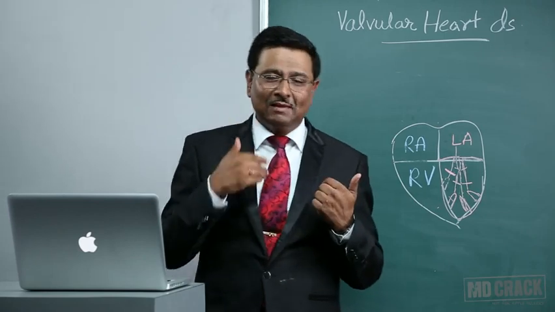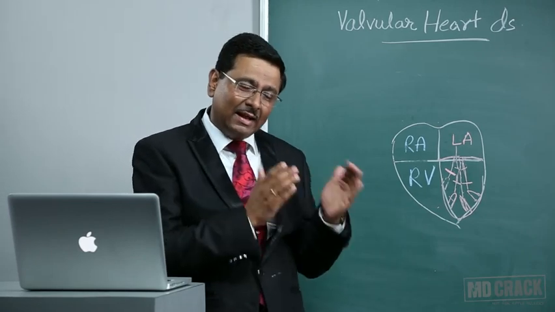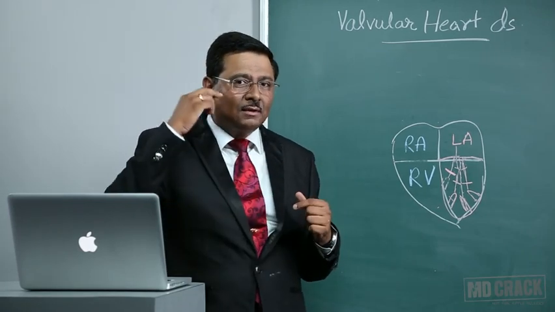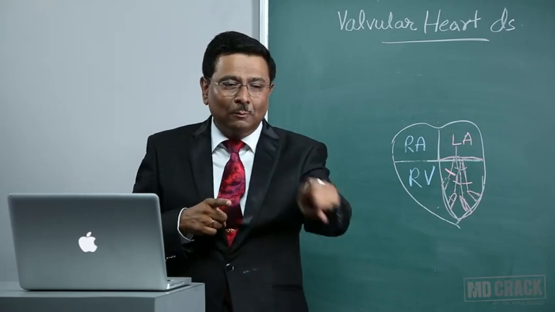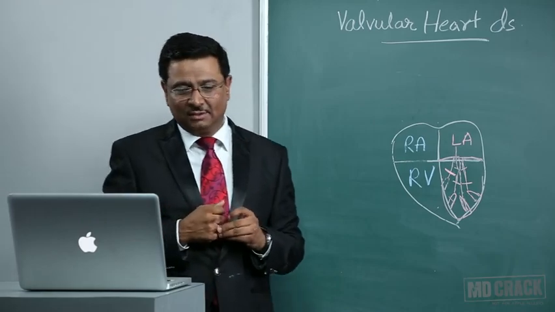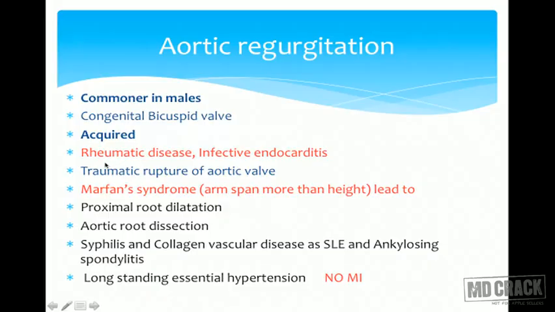So arm span more than height is suggestive of Marfan's syndrome. At times they will not give you Marfan's syndrome, they will give you this hint, and if you can understand this, Marfan's syndrome should definitely click your mind, and then you can come to the answer as aortic regurgitation. So Marfan's syndrome is an important cause where arm span is more than height. This can lead to proximal root dilatation and aortic root dissection, and because of this you can get symptoms of aortic regurgitation.